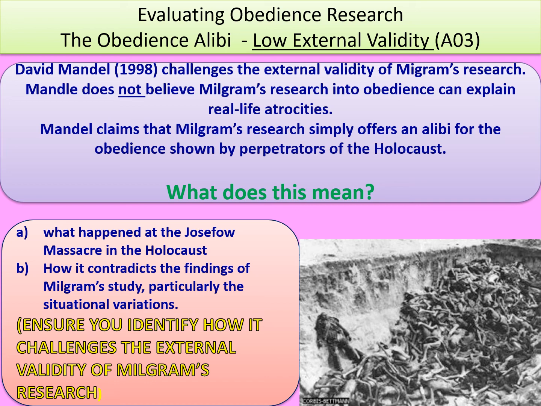Also, if you think about Milgram's variation on proximity, the idea that the closer you are to the person you're inflicting pain on, the less likely you are to obey. That's what he found. But in the Josephine massacre, that wasn't what was found. The Police Battalion 101 marched arm to arm with the Jewish people that they were causing so much pain to, and killed them at point blank range. And so you can use that to show that Milgram's variation of proximity lacks external validity as well.